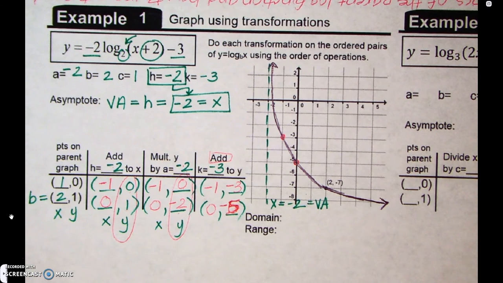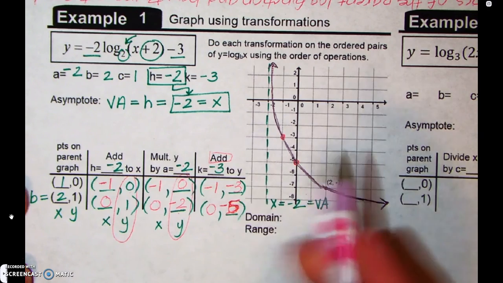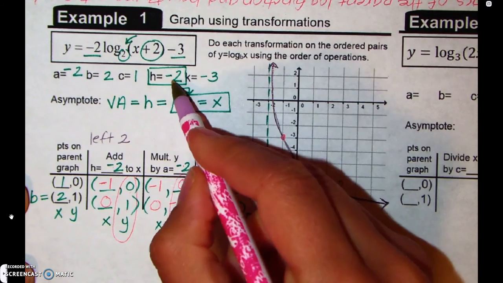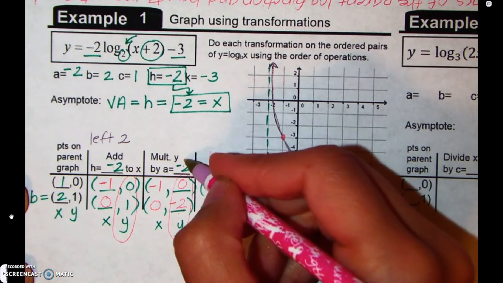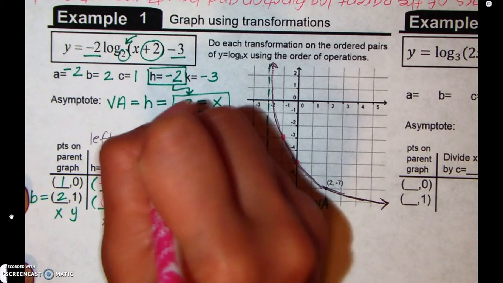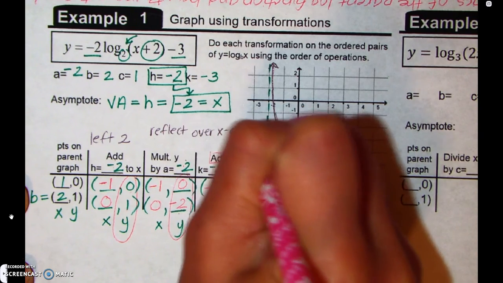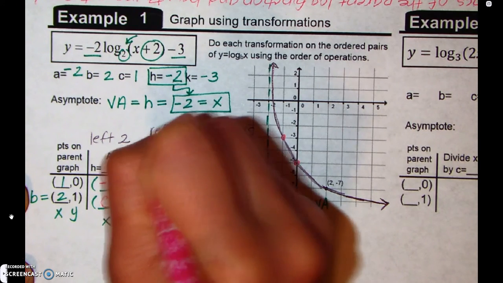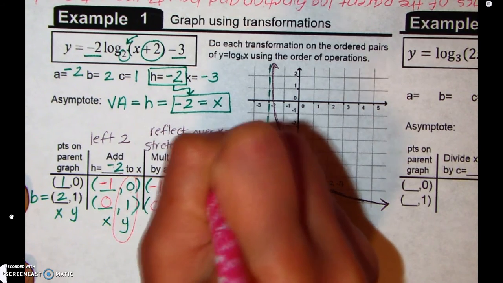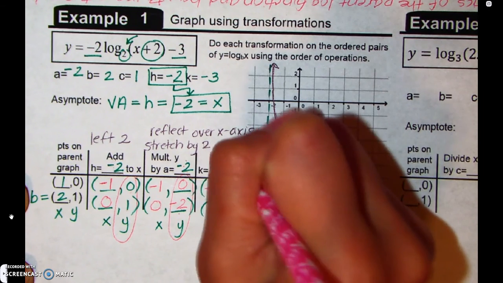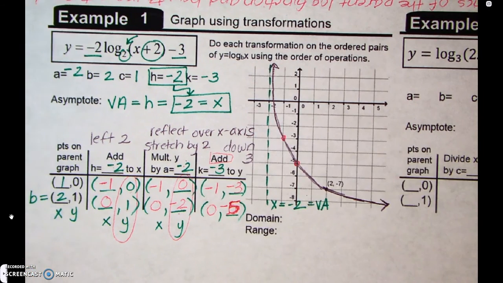Now, if we look at the transformations, this is where we apply what we've learned. Adding -2 to the x power tells you to move to the left 2, right, when h is negative. When I multiply y by a, that means I'm going to reflect over the x-axis, and I'm going to stretch by 2. If I'm adding -3 to the y value, then that means I'm moving down 3 units. Take a moment to think about this function.